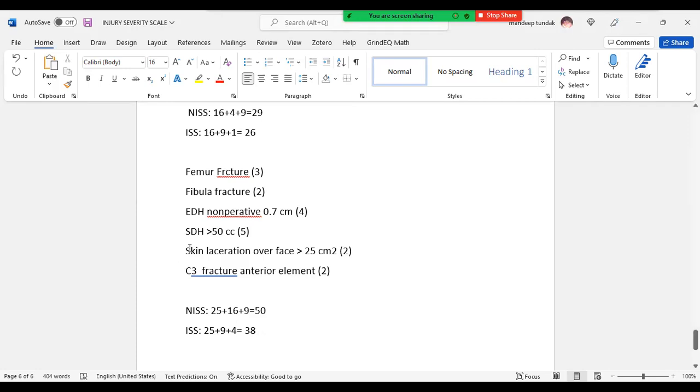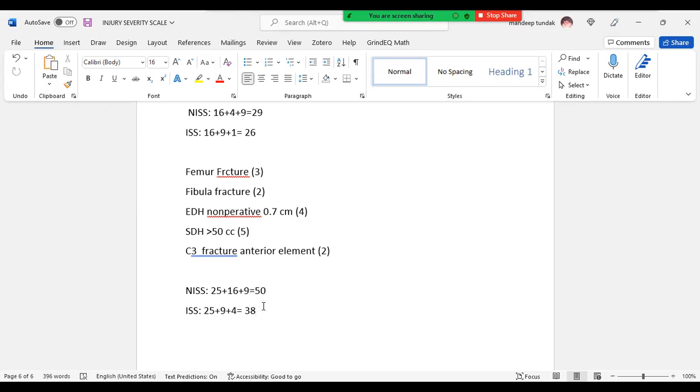Okay, now again in this same example, I remove this part. Now tell me what is the NISS. NISS will be same. Okay, it will not change because we have 3 maximum, again the same. What will the ISS of this patient? Anybody? Come on, Karan. Any idea? Will this be same or something different? Revati? It should be same. We have to include EDH and femur fracture for sure.